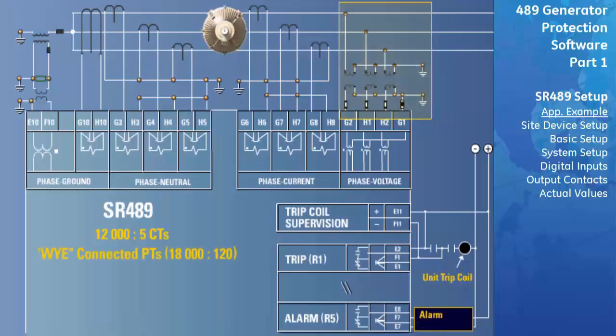Y-connected PTs will be used with a ratio of 18,000 to 120 volts. We will also be using a neutral VT connected directly to the neutral leg of the transformer with a ratio of 14,400 to 240 volts.